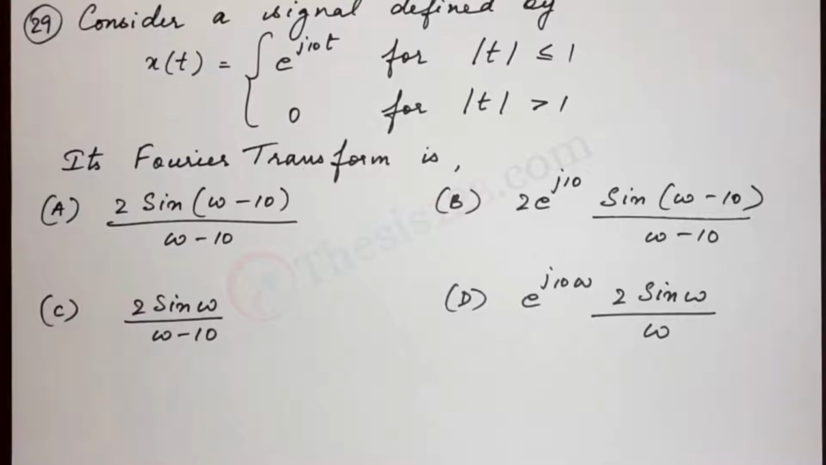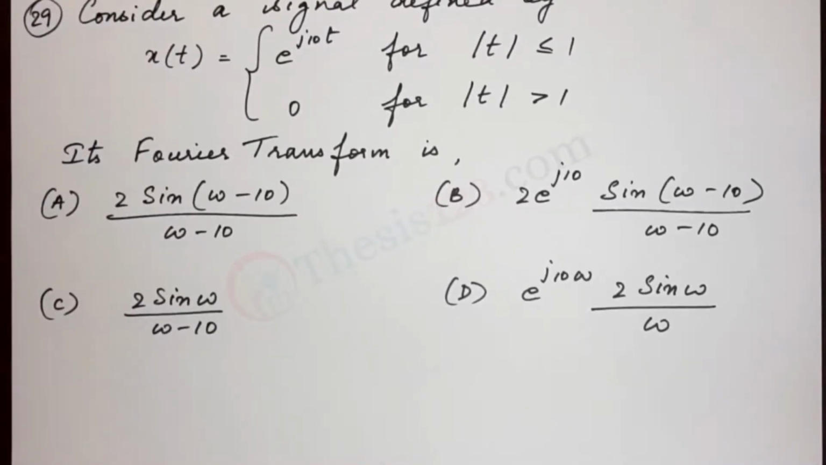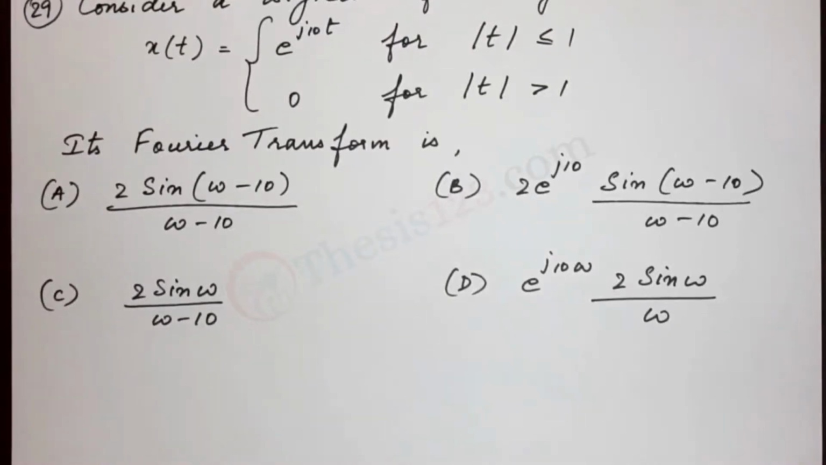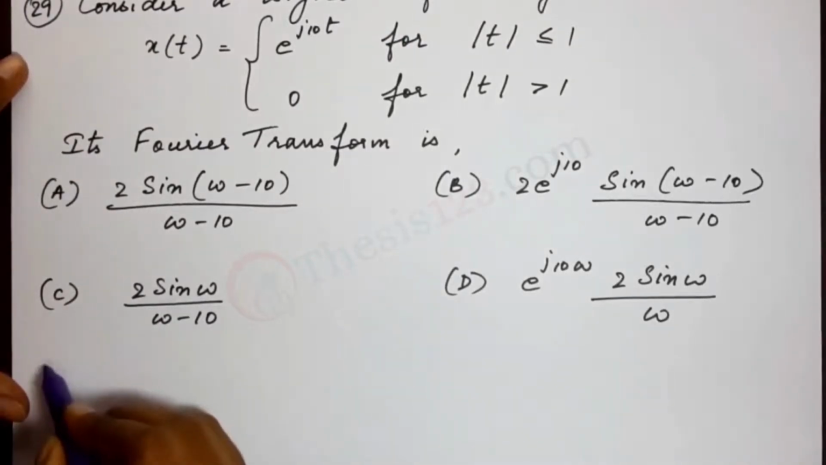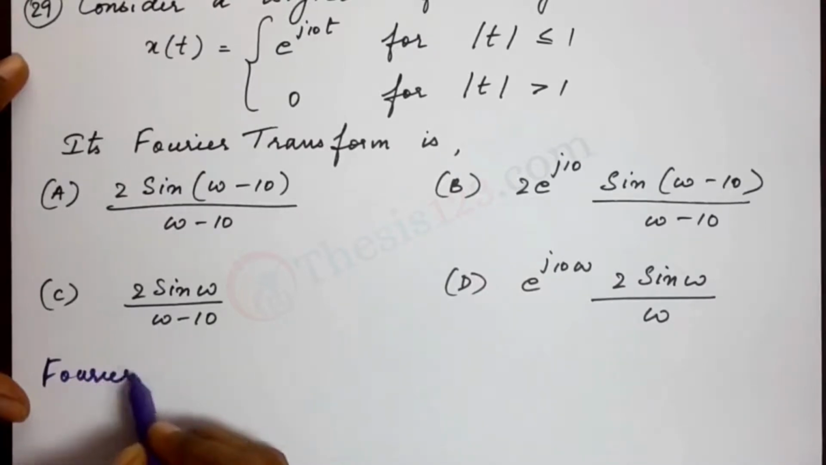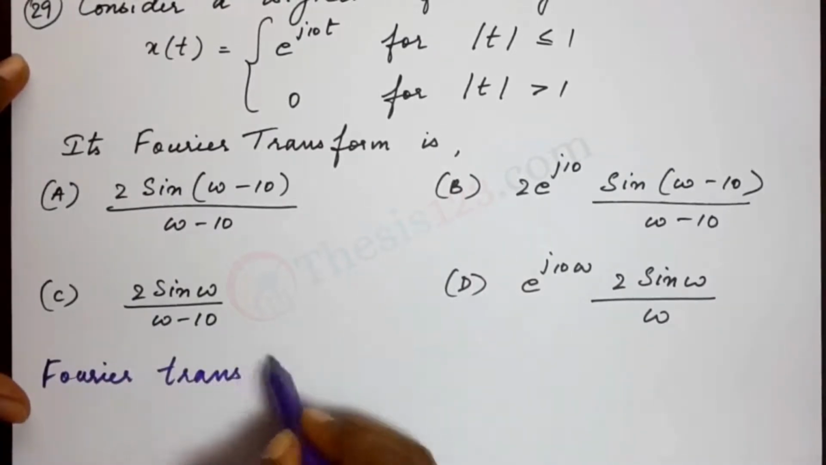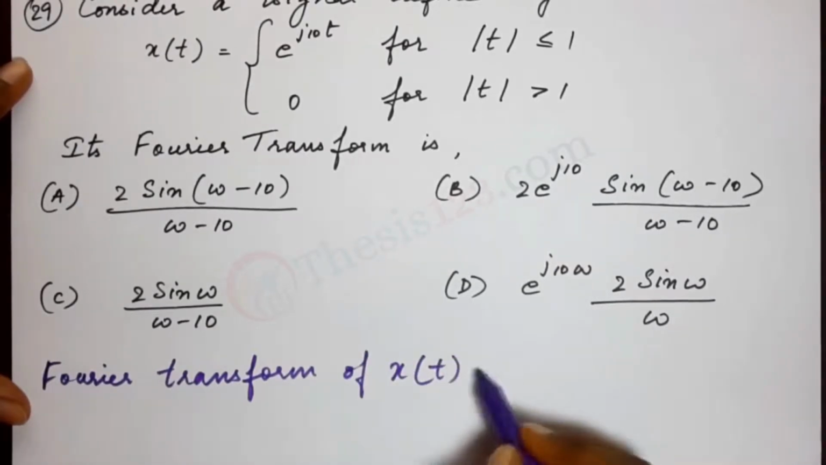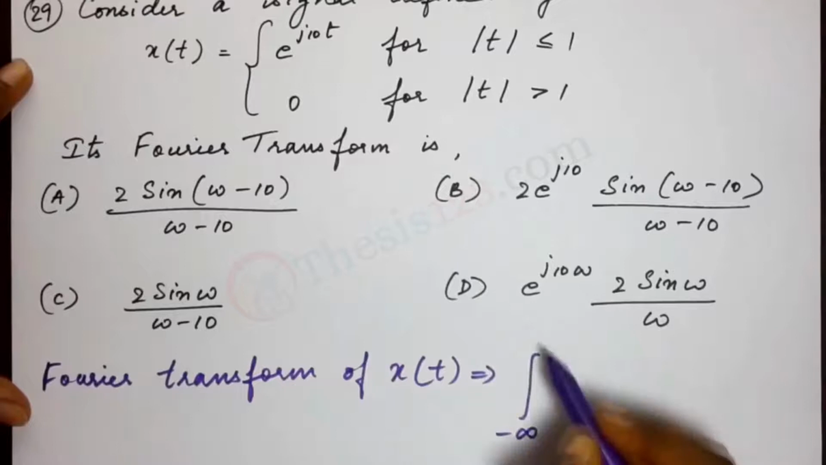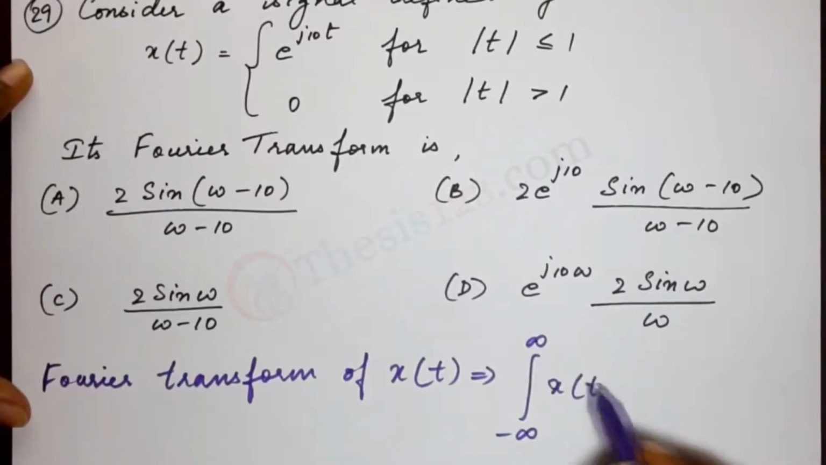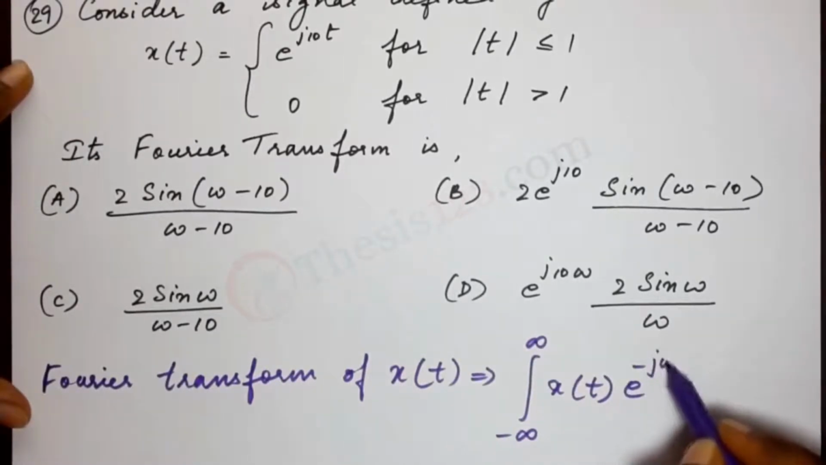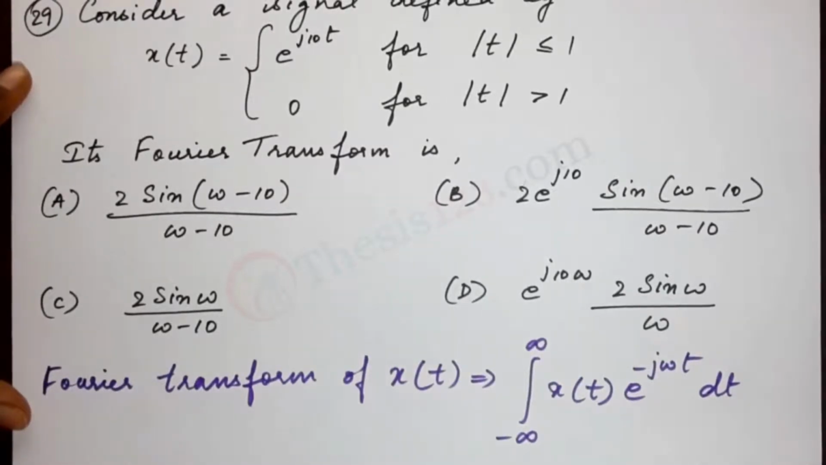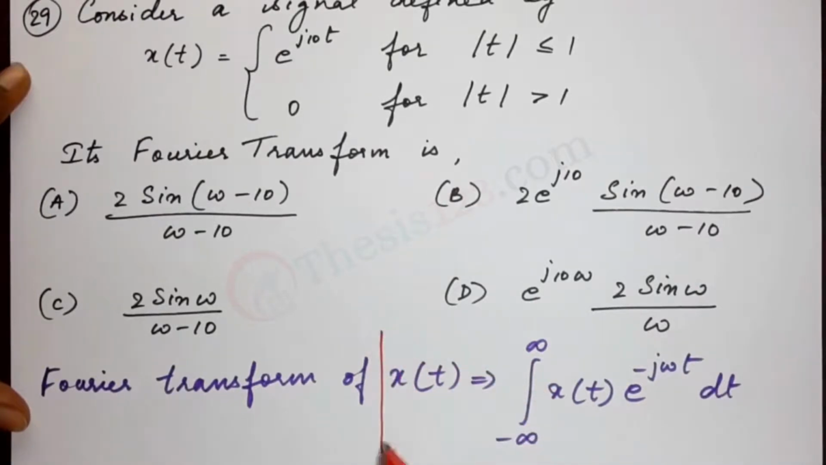Now we have to start by writing down the basic Fourier transform formula for a signal. Let me write that down here. So the Fourier transform of a signal x of t is written by the formula integral from minus infinity to infinity of x of t e power minus j omega t dt. So this is a very important formula here. Please make a note of this.